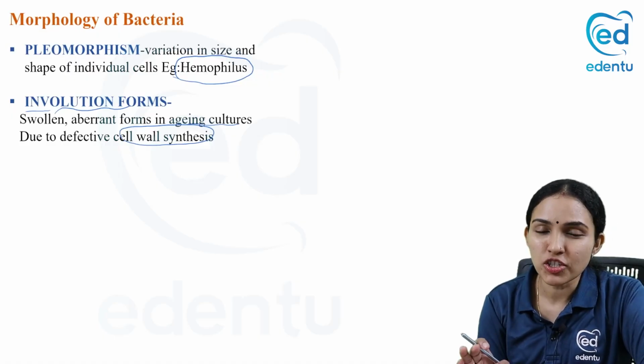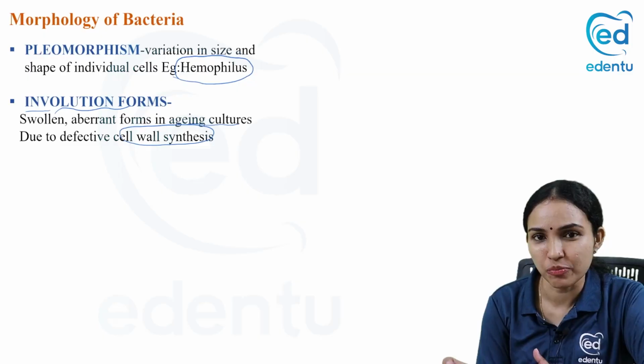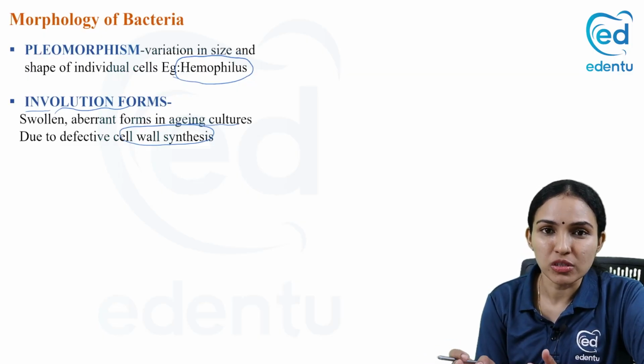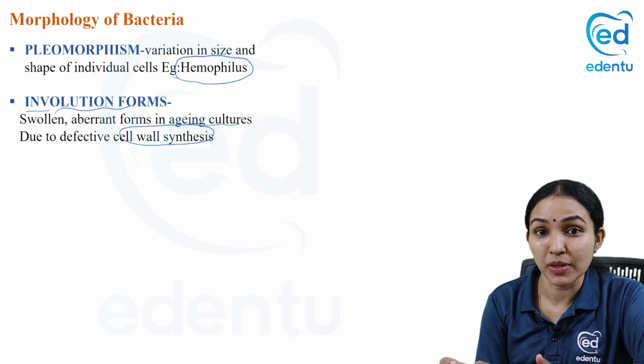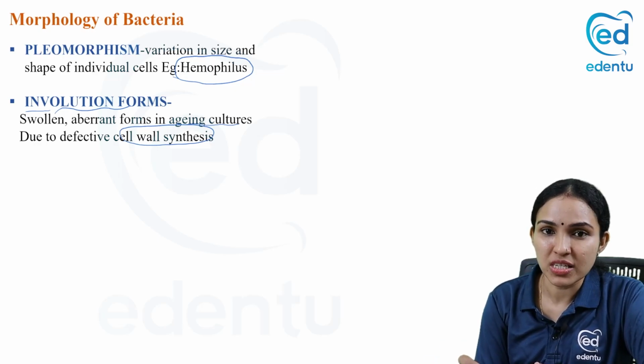So with that, we finished the morphology of bacteria. We have seen cell wall, capsule, flagella, fimbria, spore, all are important questions. Now we have to move on to staining and microscopy, the different staining methods which we will take in the next video. So with this I conclude. Thank you.